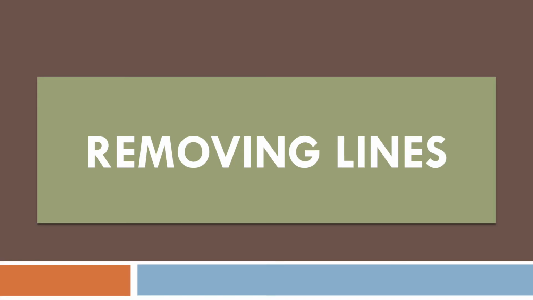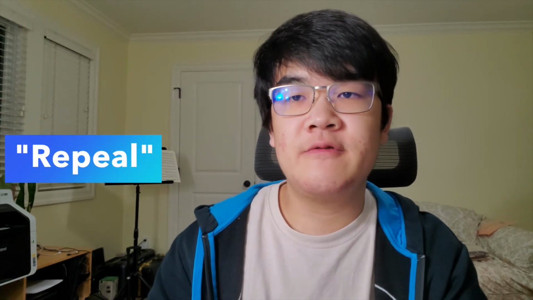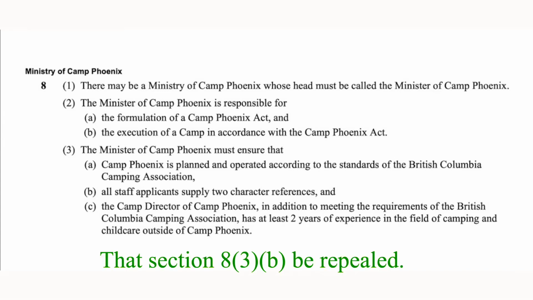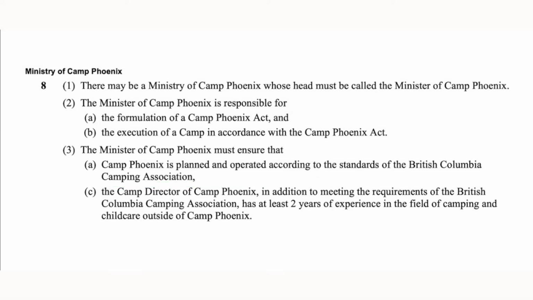But sometimes you might be making a larger change, and you might want to remove an entire line, or add a completely new line, or completely replace a line with something new. If you wanted to remove an entire line, use the word repeal to specify the line that you want to remove. So for example, if you wanted to propose that staff applicants should no longer need to submit character references, your amendment motion could read like this: that section 8, subsection 3, paragraph B be repealed. Probably not a good idea to actually do that, by the way.